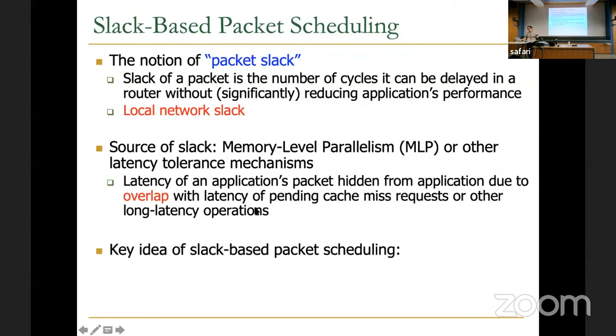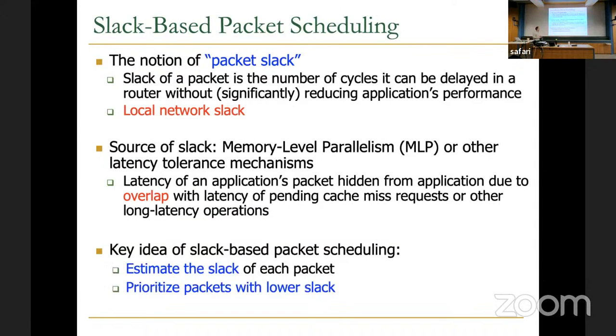I'm not going to read this again. But the key idea is, if you can somehow estimate the slack of a packet and prioritize packets with lower slack, you can get a much more efficient network, higher performance, as well as potentially lower energy, as this work shows. So that's the idea. Then the question becomes, how do you estimate the slack of a packet, right? This idea is generally applicable to many things. People have tried to apply a version of it to processors. For example, if you can estimate which instruction is going to be on your critical path, prioritize that instruction in the instruction scheduler, right?